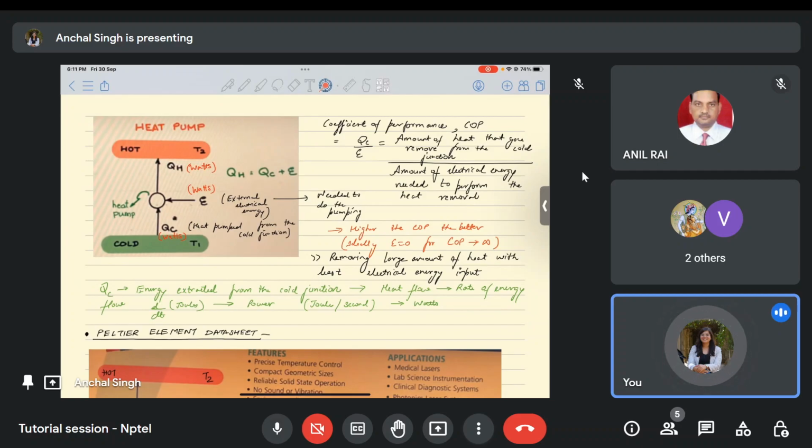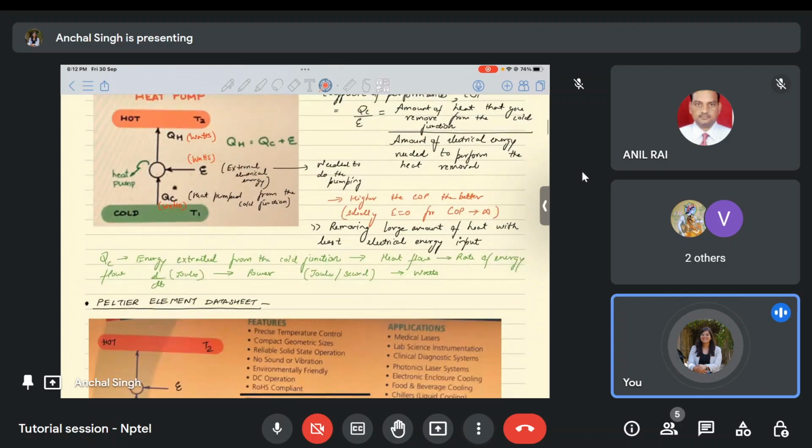And now when the Peltier module is used as a heat pump, in order to measure the performance of this Peltier module, we have a parameter called coefficient of performance. This coefficient of performance is the ratio of this QC heat that we are removing from the cold junction to the electrical energy that we had to put in order to remove this heat. So QC by E tells us the performance. Ideally we want to pump the maximum amount of energy from the cold junction by giving the least amount of electrical input. That means we want the least value of E for maximum value of QC. That means ideally we desire the coefficient of performance to be a very high value.